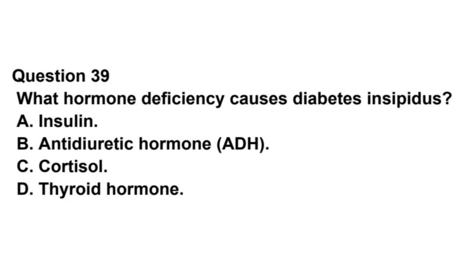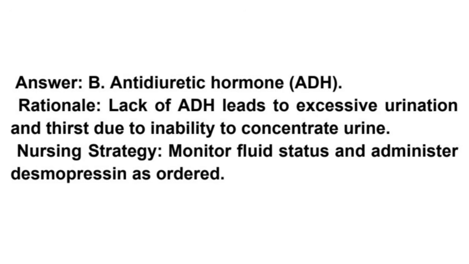Question 39. What hormone deficiency causes diabetes insipidus? A. Insulin. B. Antidiuretic hormone, or ADH. C. Cortisol. D. Thyroid hormone. Answer B. Antidiuretic hormone. The rationale: lack of ADH leads to excessive urination and thirst due to inability to concentrate urine. Nursing strategy: monitor fluid status and sodium and administer desmopressin as ordered.